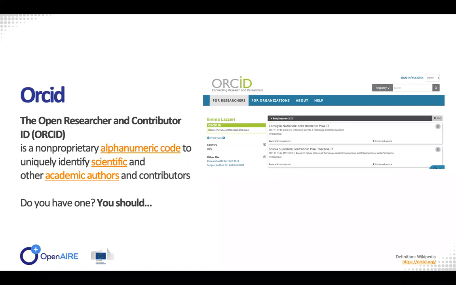If you do not have one yet, you should, because this will allow you to be findable also over the years. So in 5-10 years' time, you may work for a different institution, and it could be difficult for others to find you. In case you have an ORCID ID, it will be very easy to understand, for example, where you currently work.